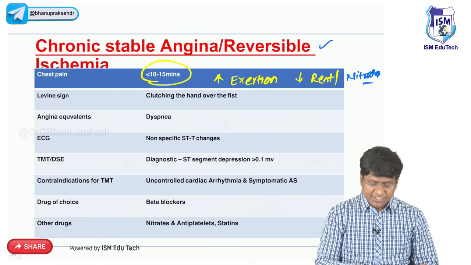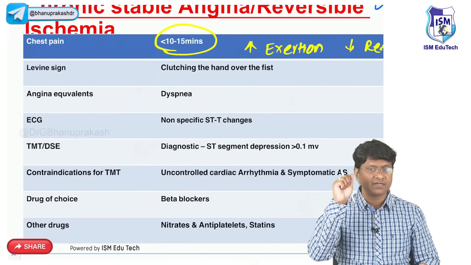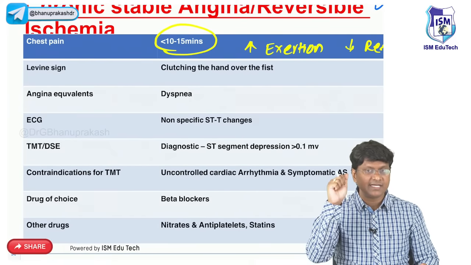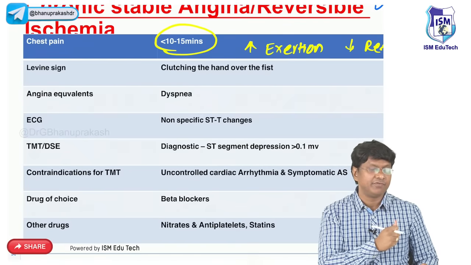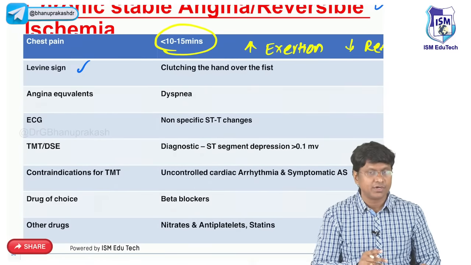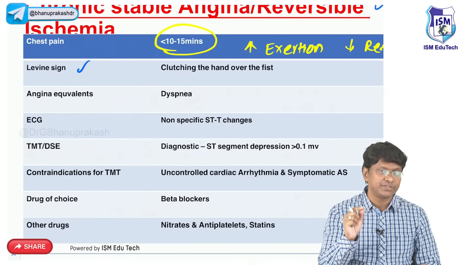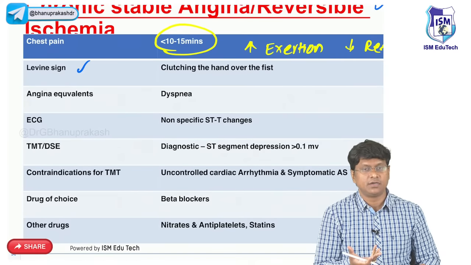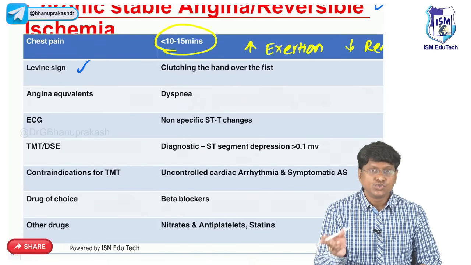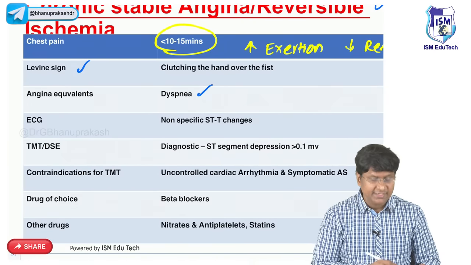Now, these patients, whenever they are describing the chest pain, they will clutch the hand in the form of a fist over the precordium while describing the chest pain. And that is what is called the Levine sign. But those patients with diabetic autonomic neuropathy don't have this angina. They can have silent MI. So the angina equivalent will be dyspnea.